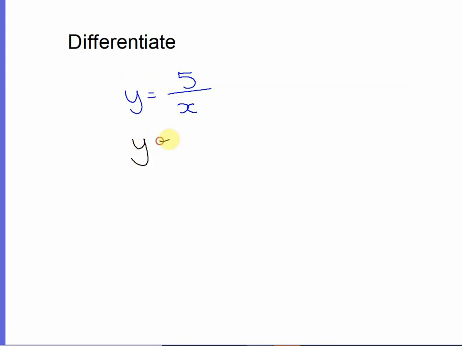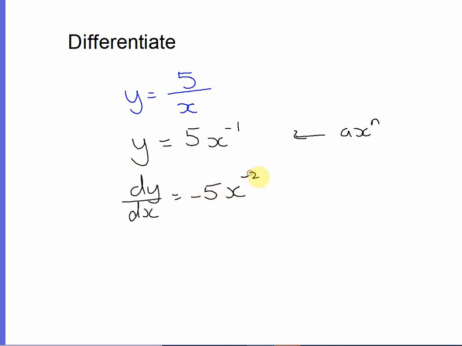So I'm going to skip that whole stage now, and you can too. This is all you would be expected to write. So you rewrite y in the form ax to the n. Then we're going to differentiate. So dy by dx: times by the power and reduce the power by 1.